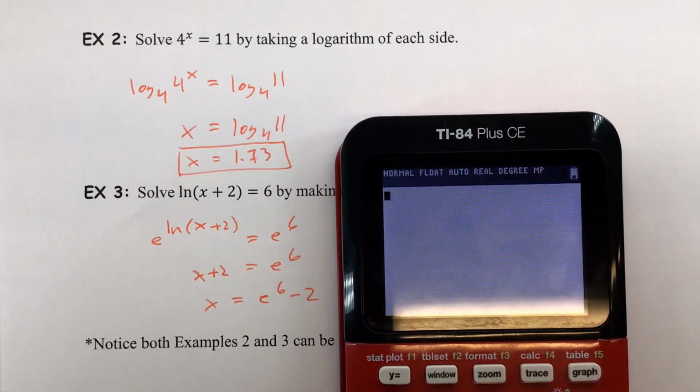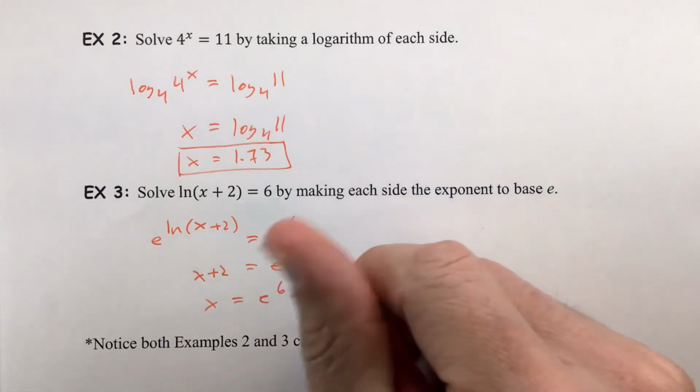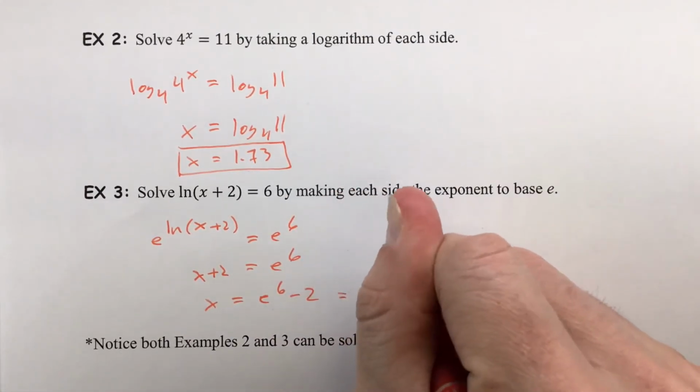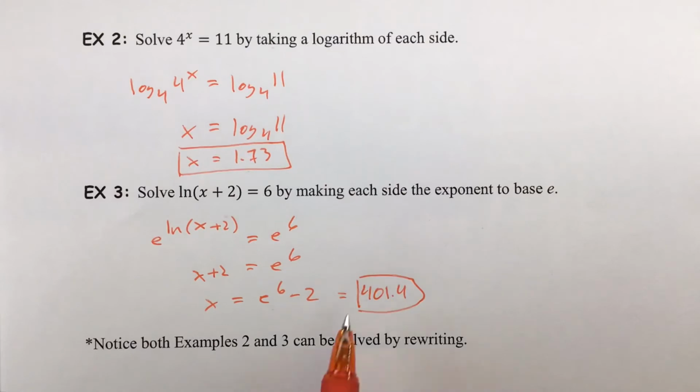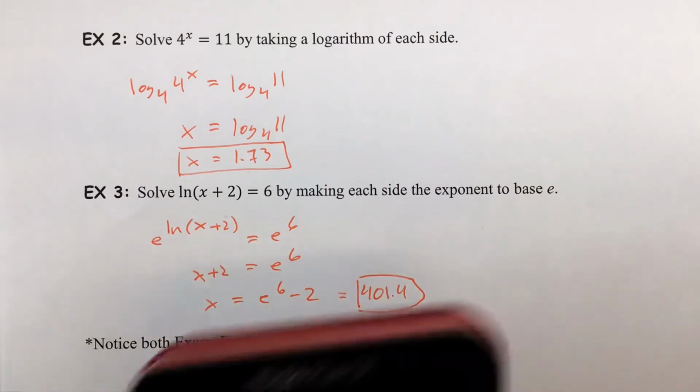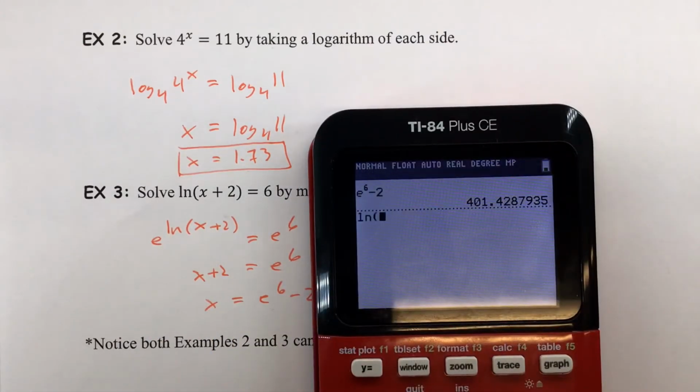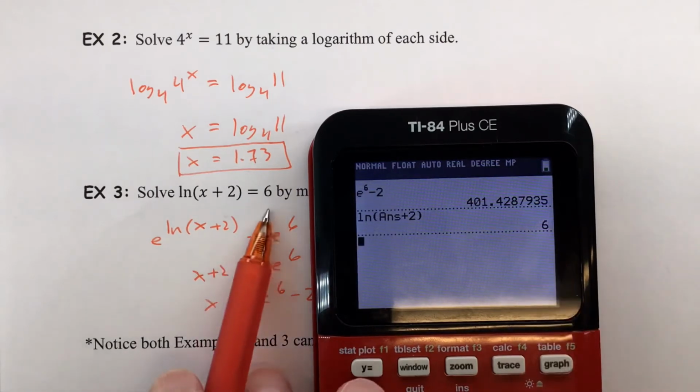We're going to take e and raise it to the 6th power, which you usually have a button for. So we've got e, we're going to input a 6 into the exponent. We're then going to subtract 2, which is going to give us 401.4. We're going to go ahead and verify that that does work here. We can take the natural log of our answer plus 2 and see that it comes back to be 6.